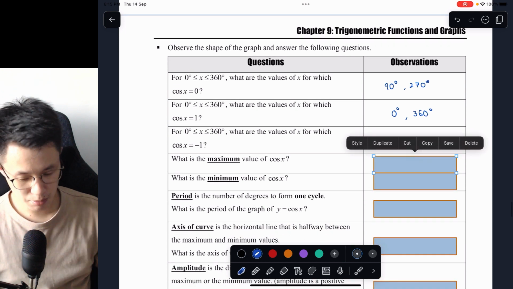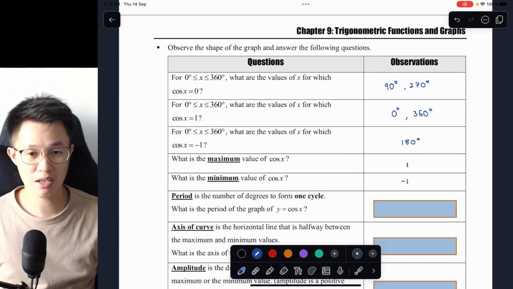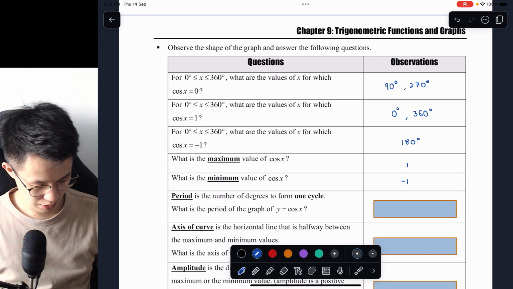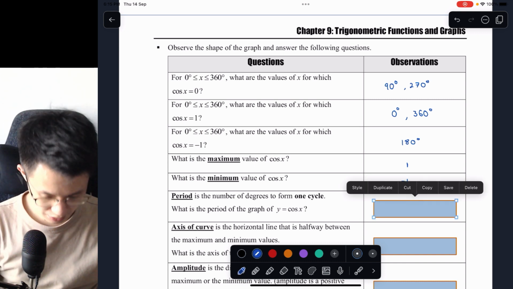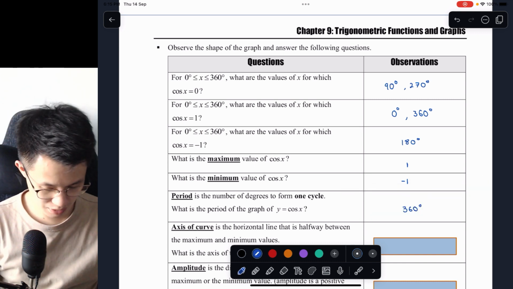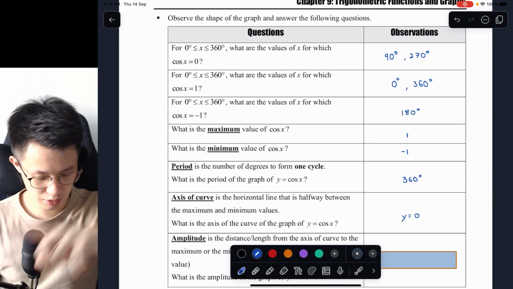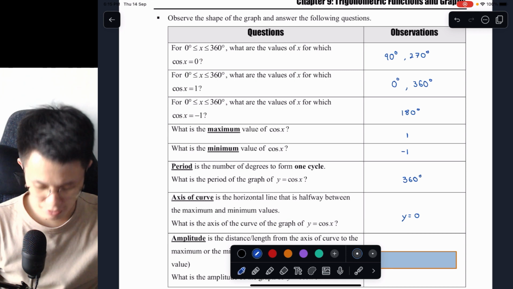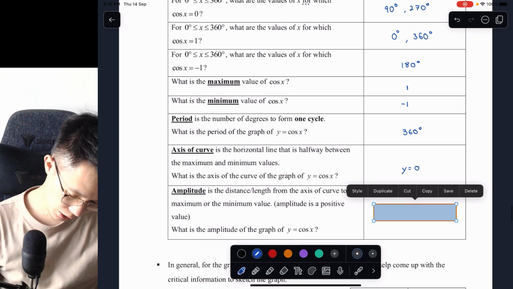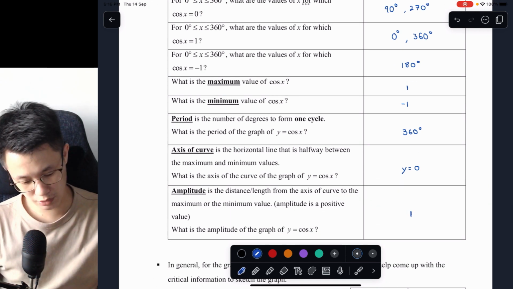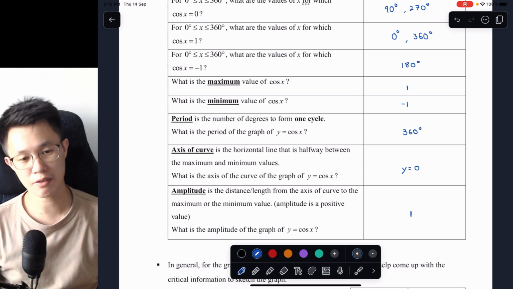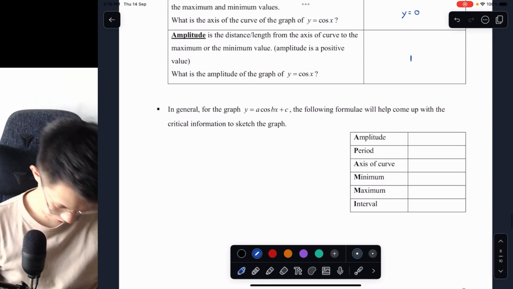The maximum value, if you realize, is going to be the same as sine x, so it will be 1 and negative 1. And the period is also 360 degrees, the same thing, okay? The axis of curve, which is what it oscillates about, is the halfway mark between the maximum and minimum values. It's y equals 0 for now. And the amplitude is still 1. Alright, so it's actually not much different from the sine curve, it's about the same.